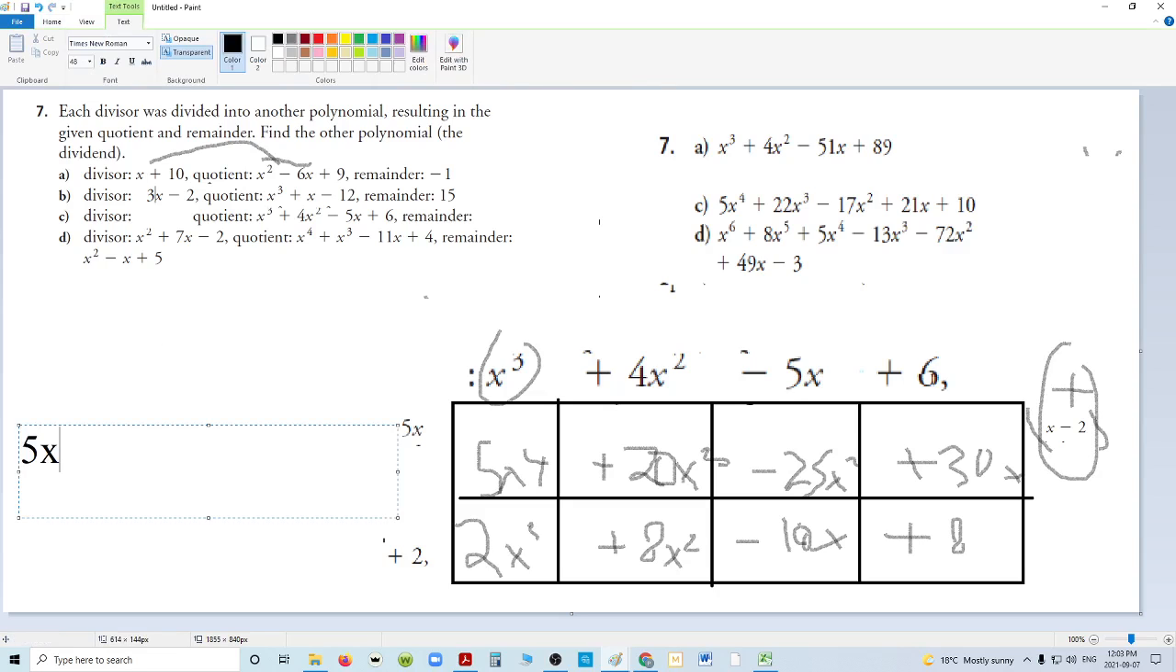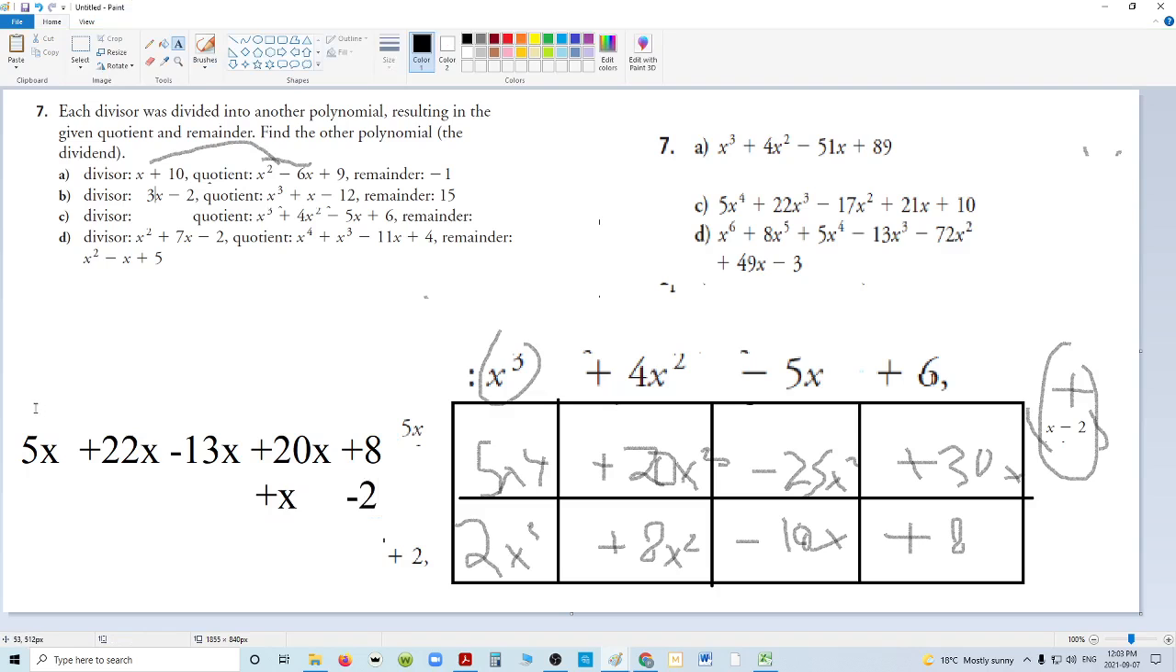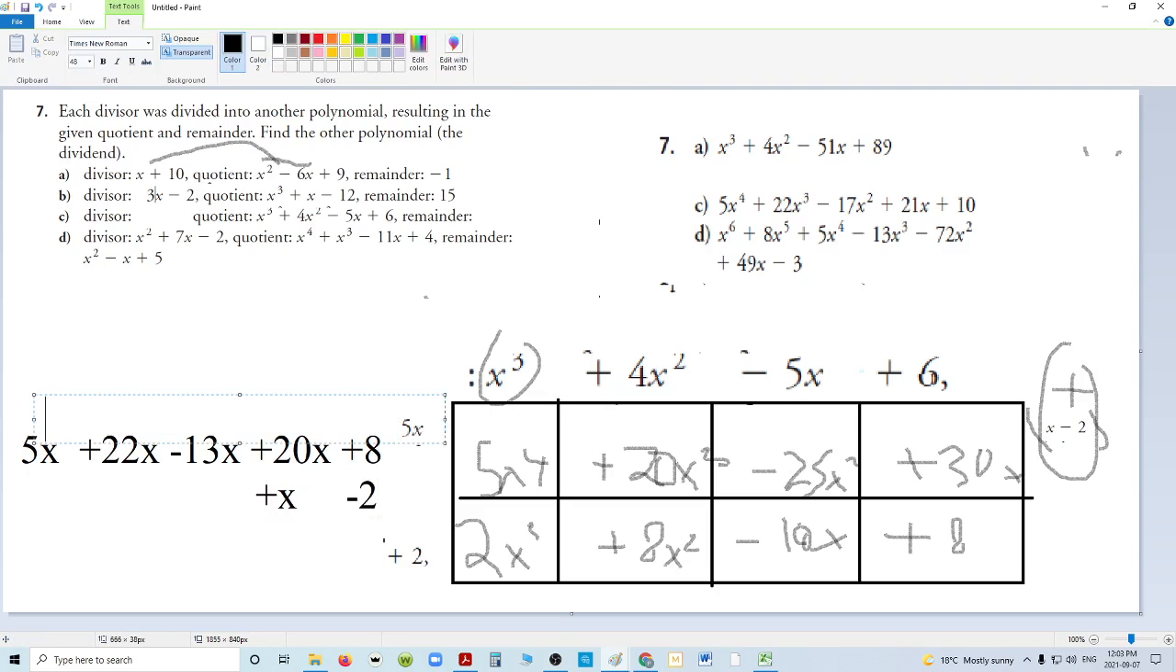5x to the 4 plus 22x cubed minus 13x squared plus 20x plus 8. And then don't forget, we're also going to add an x right here. And we're going to subtract a 2. That's the remainder. If I put it over there, I'm going to get 4 to the power 4, to the power 3, to the power of 2.